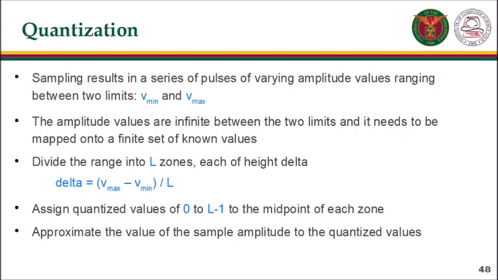They need to be mapped onto a finite set of known values. First, we divide the range into L zones, each of height delta. Next, assign the quantized values of 0 to L-1 to the midpoint of each zone. We then approximate the value of the sample amplitude to the quantized values.